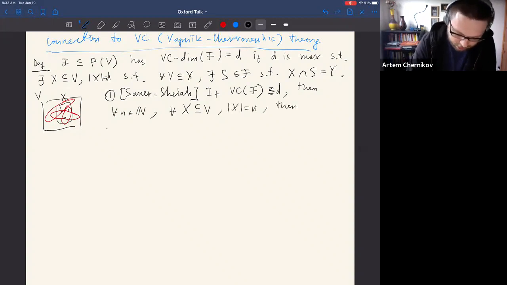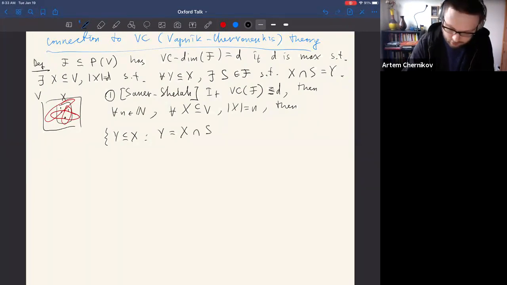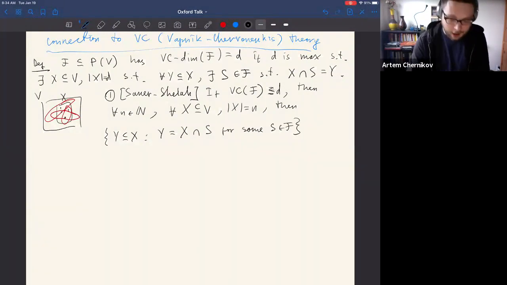and we look at the family of all subsets of the set X that are cut out by sets in the family F, so all Y such that Y is given by X intersected with S for some S in F, then the number of such sets is bounded by n to the power d.